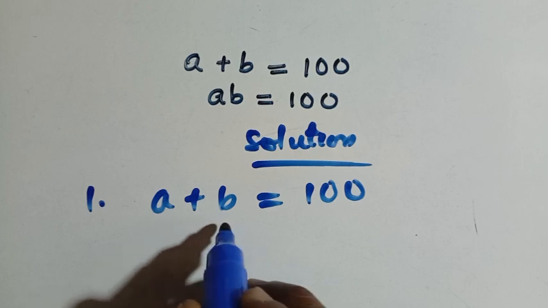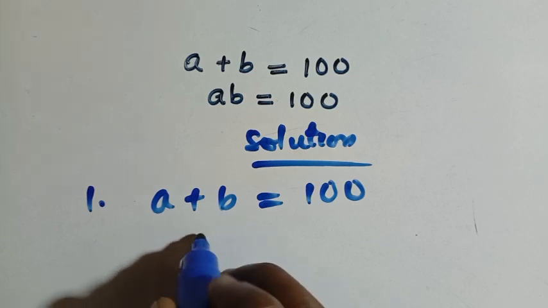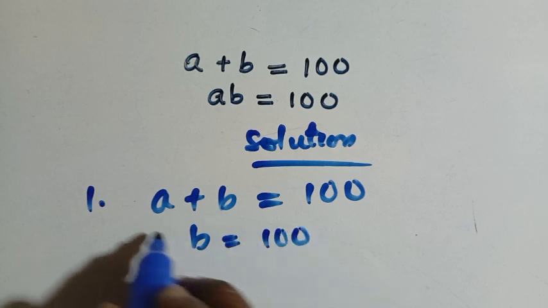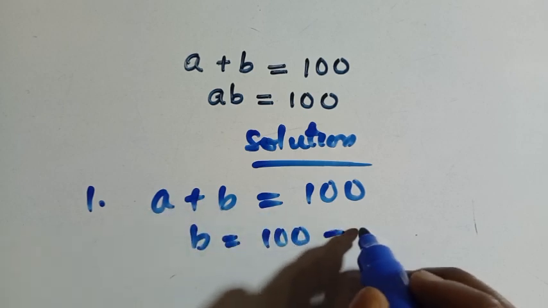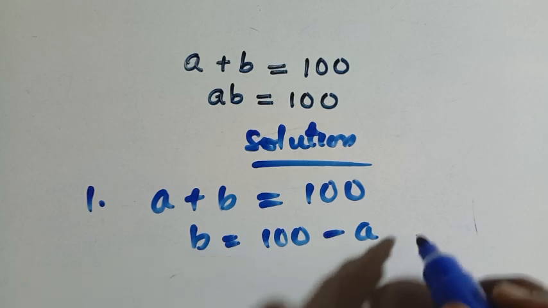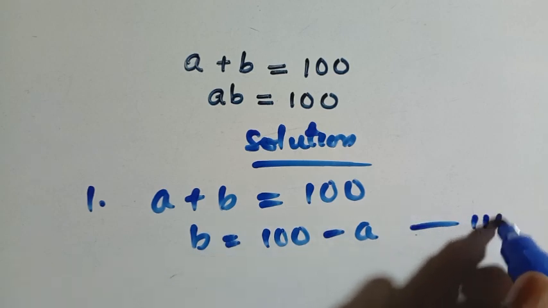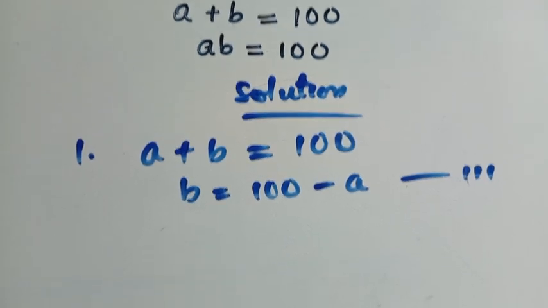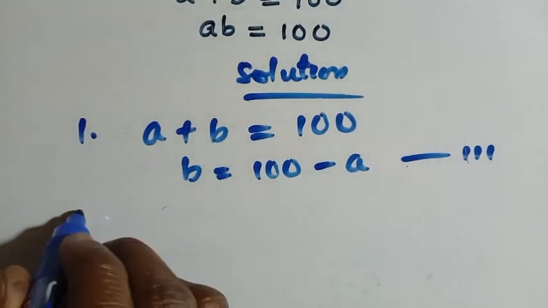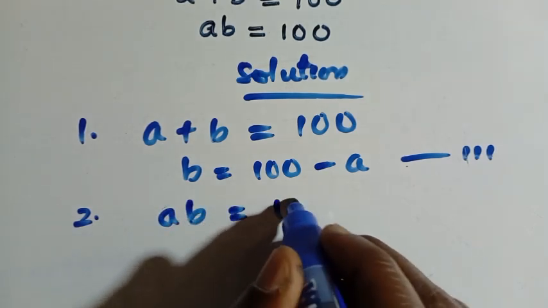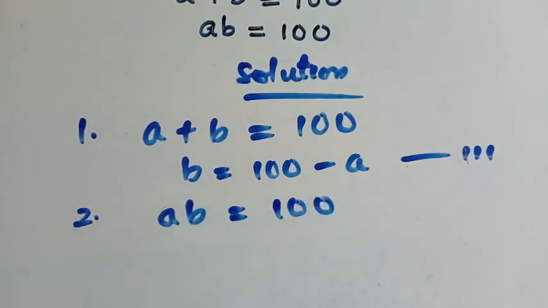And from here, let's make b the subject of the formula. So we have b = 1 - a, so we transfer a to the other side, and a is minus a. This is now our new equation, so we call this one equation 3. And from equation 2, which is ab = 1, we have from 2, ab = 1.